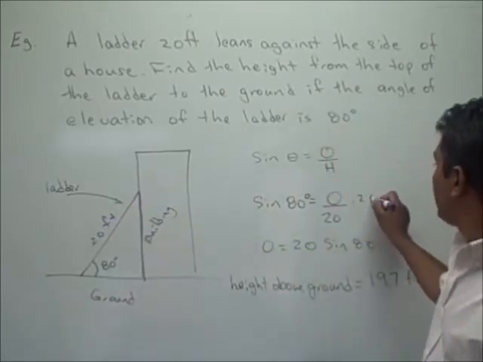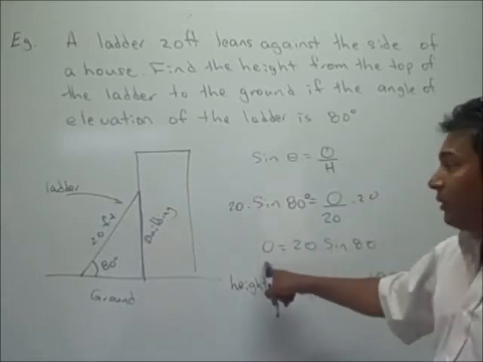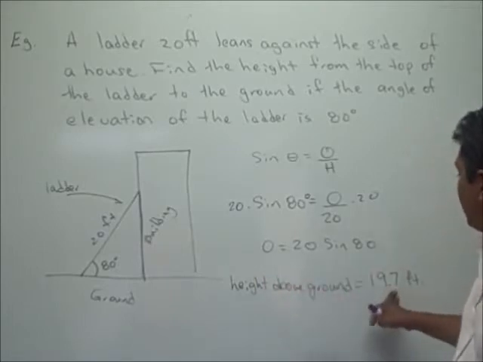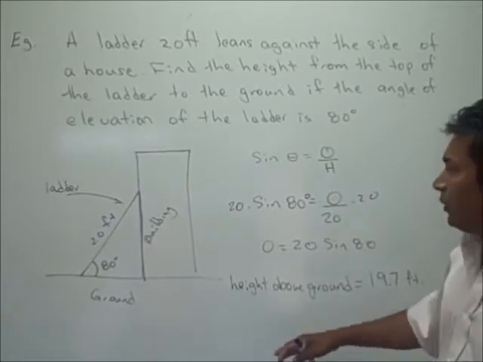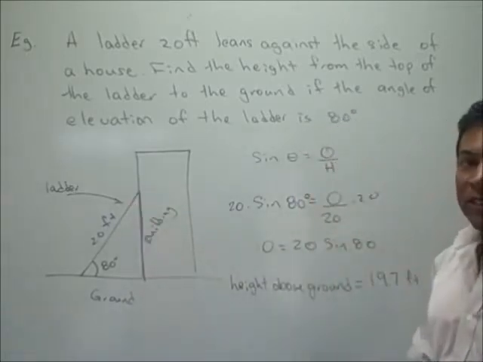If we multiply both sides by 20, we get 20 sine 80 is equal to our opposite side. Plugging this into our calculator, we get 19.7 feet. 20 sine 80 is equal to 19.7. So the height of the ladder above the ground would be 19.7 feet.